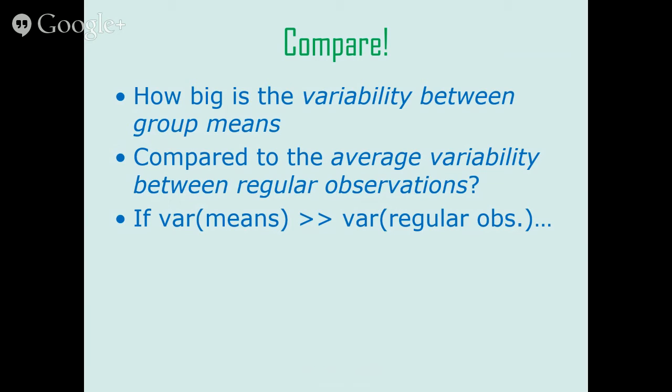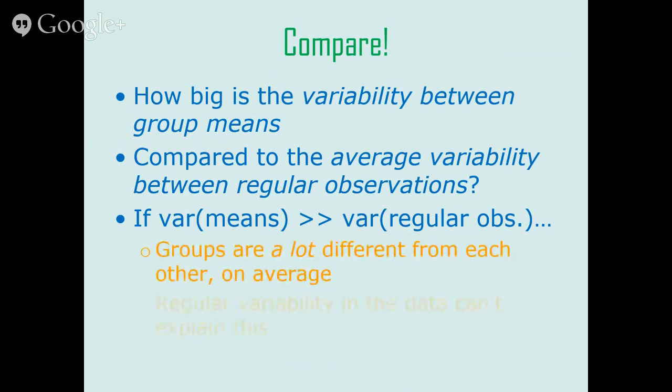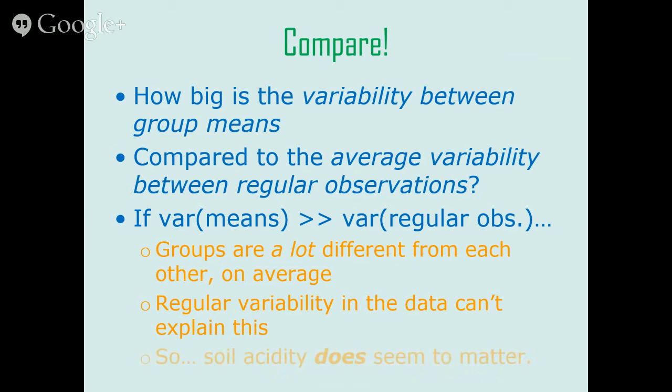So if the variance or the variability among the means is much bigger than the variability among the regular observations, then the groups are a lot different from each other. They're more different than anything that can be explained by our best estimate of how far regular observations should be from each other. Our best estimate here is that regular observations should be about 2 centimeters different from each other. However, the group means are twice that. They're 4 centimeters different. So regular observation can't explain that. So we would probably conclude soil acidity does seem to matter.